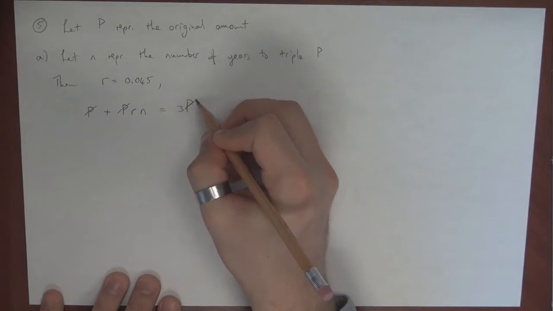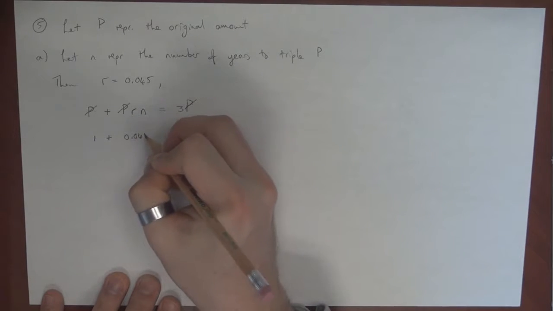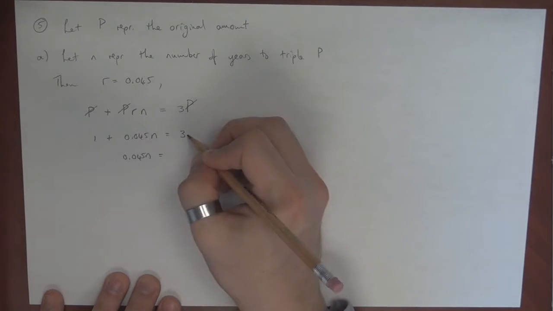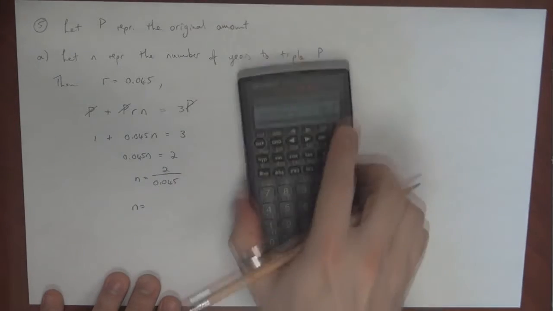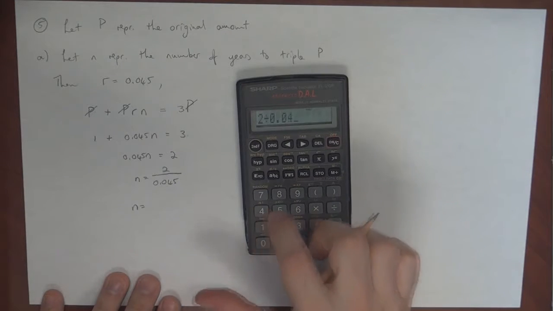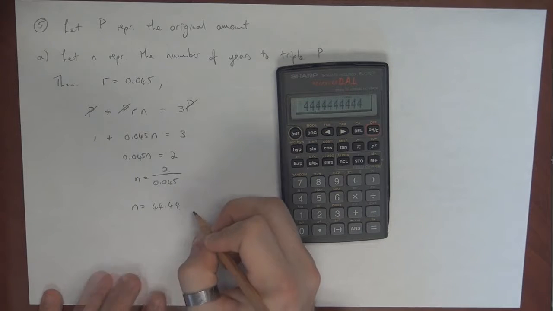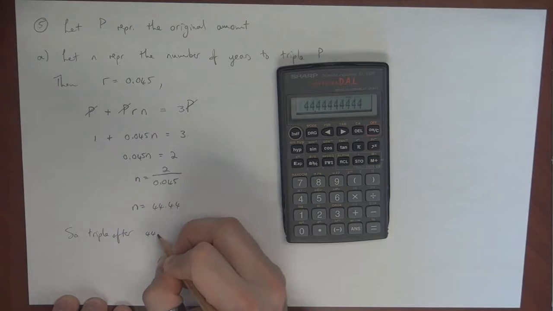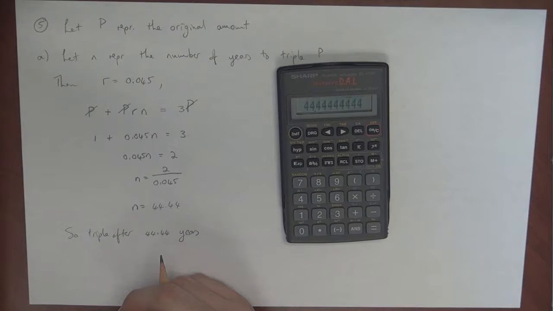So you can see I can divide throughout by P, and let's put in the numbers for R. So I get 0.045n equals 3 minus 1, so 2, n equals 2 divided by 0.045, 44.44 years. So I'll triple after 44.44 years. Because it's simple interest, it's not really going to grow very quickly at all.